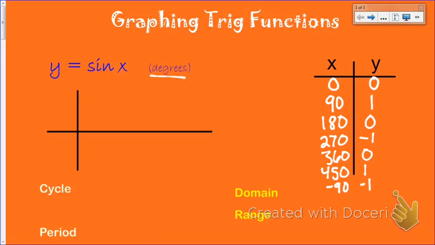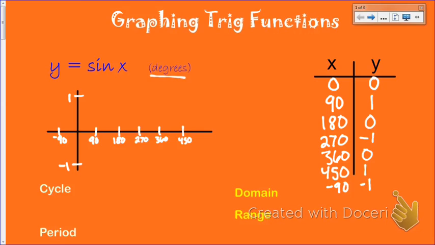So I'm going to put those points on my graph. I'm going to mark my y-axis first. The highest I go is 1. The lowest I go is negative 1. And then I'm going to mark my x-axis with a few of the points we just did. So I started with negative 90, 90, 180, 270, 360, and 450.